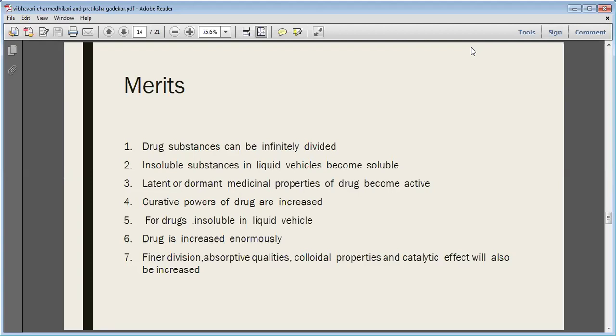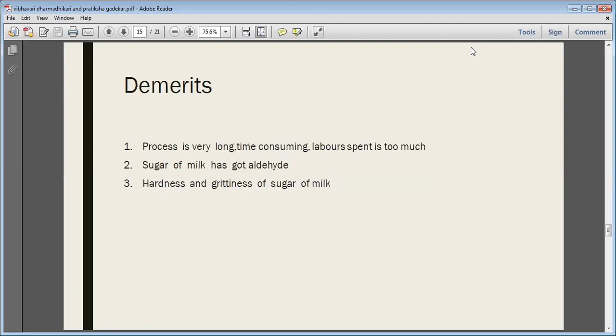By the trituration, what is happening? The surface area and the surface tension of the drug increase. Then by increasing the surface area and fine division, the absorption power, or the colloidal property, and the catalytic effect of the drug substance increase. So these are the certain merits of the trituration.